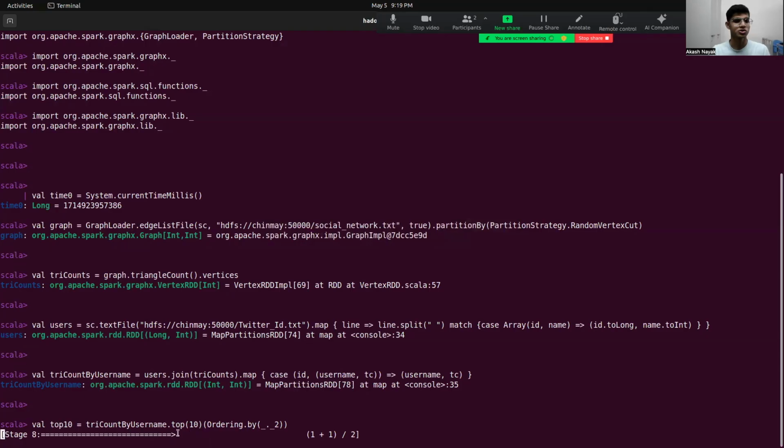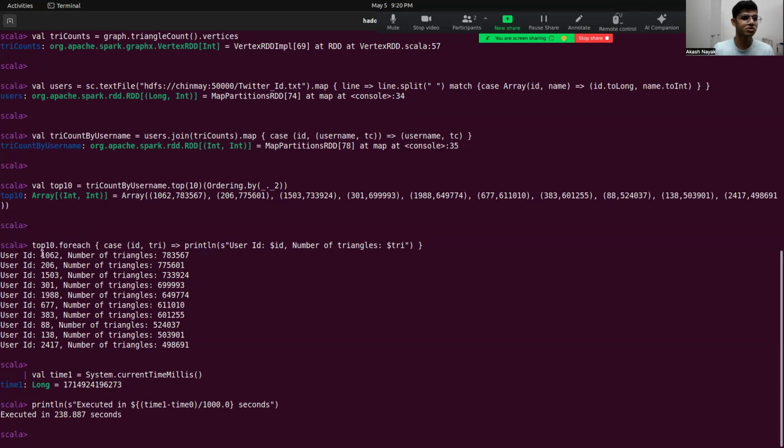So here you can see that the number of triangles which were calculated for the users are being sorted in descending order. Here our result is displayed. You can see the number of users who have been arranged in descending order based on the number of triangles. The time taken to execute this algorithm is 238 seconds on two nodes.